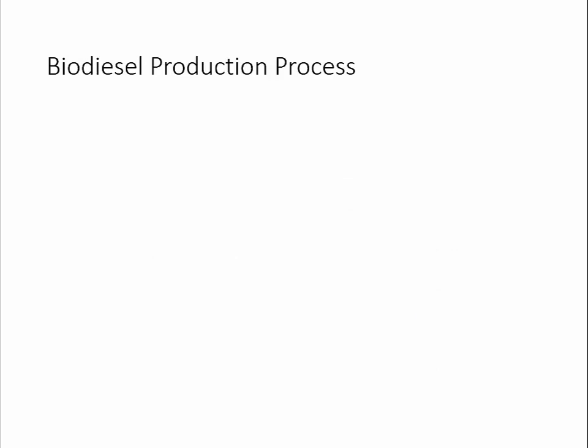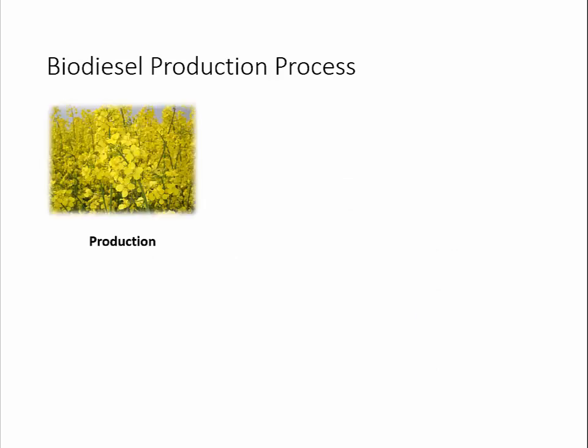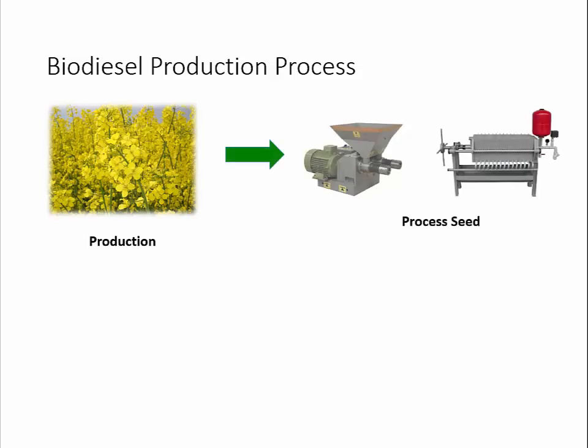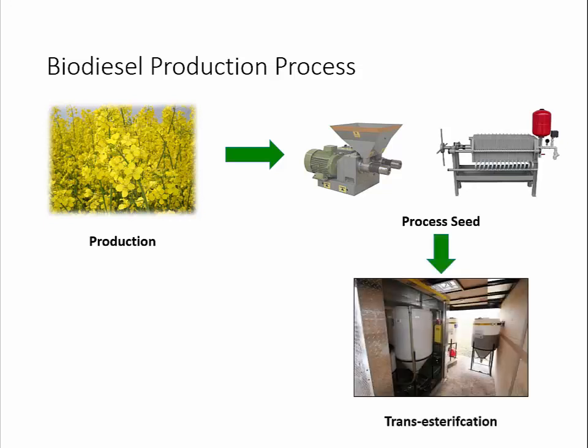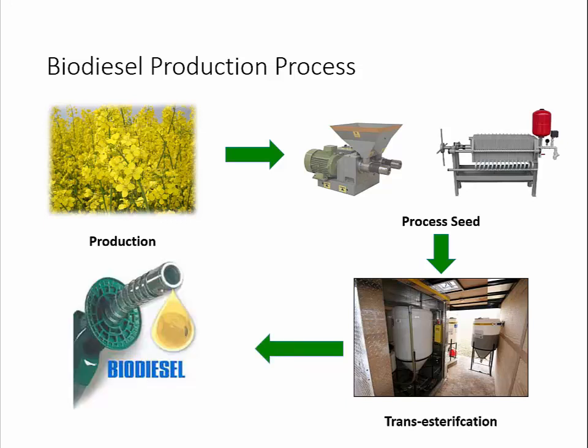So what about the biodiesel production process? Well, the first step is to produce an oilseed crop. Once you've produced your crop, you need to process the seed. It first needs to be run through an oilseed crusher to squeeze all the oil out. Then you need to run the oil through a filter press that will filter the oil out. Once you have good, clean, filtered oil, you run it into a reactor that conducts the transesterification process to make biodiesel.